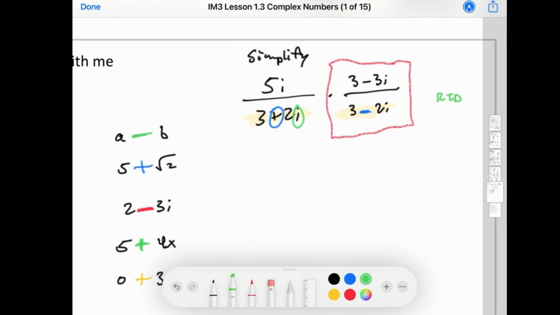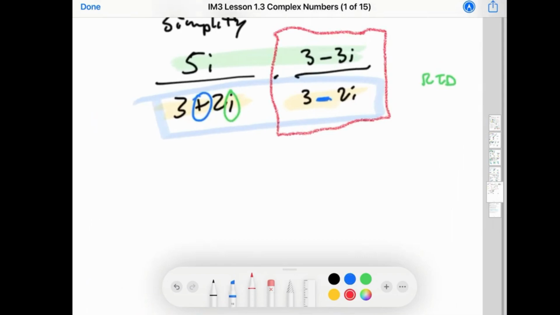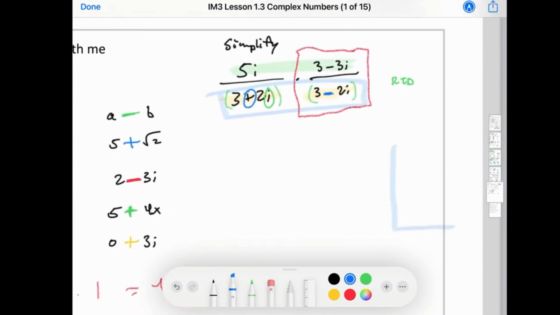Okay, this means we need to multiply this numerator here and this denominator. To multiply the denominator, if you recognize what we have to do in this work here, we're going to have to use the box method. So let's go ahead and multiply the blue there, do it over here. So I have 3 plus 2i, 3 minus 2i.